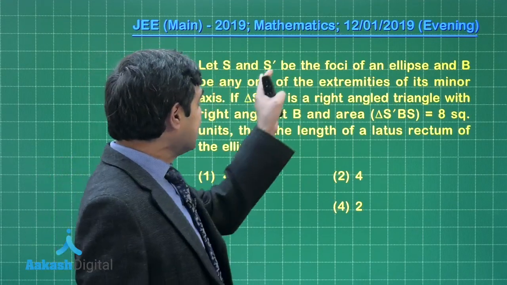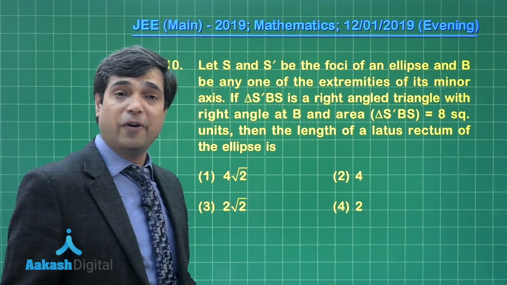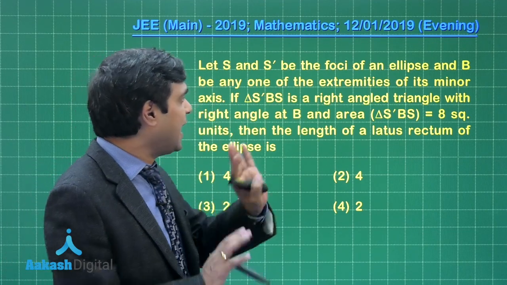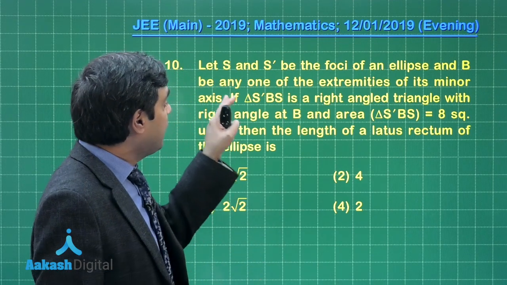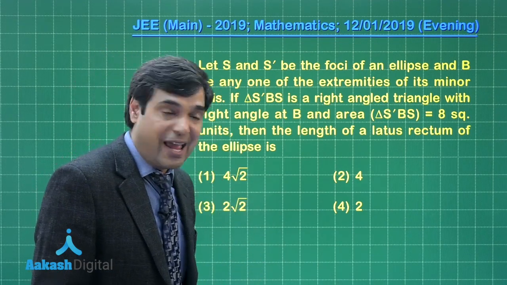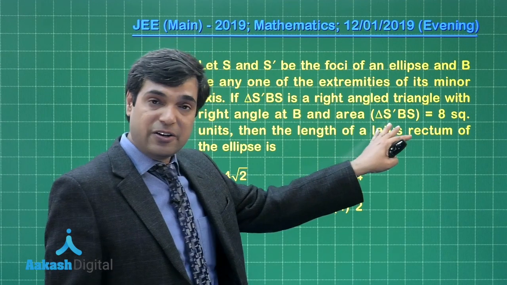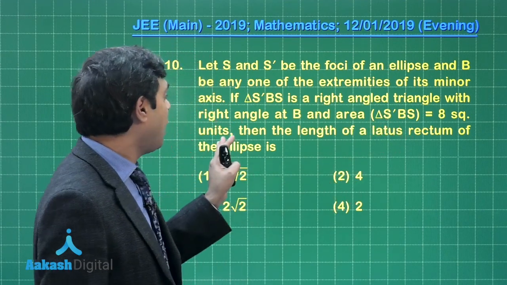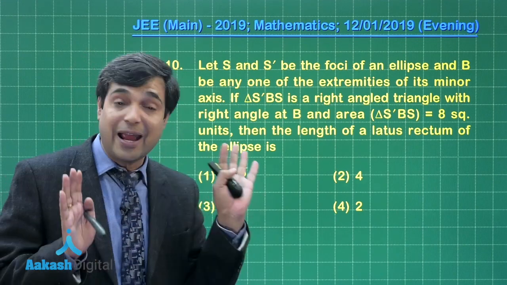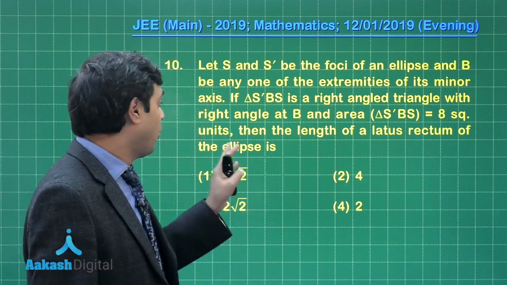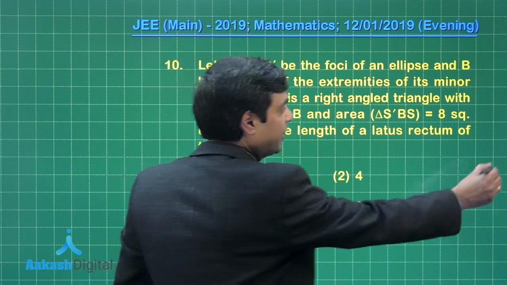Let's take up question number 10. If S and S dash are the foci of an ellipse and B is any one of the extremities of its minor axis, correct? If triangle S dash BS is a right angle triangle with area of the triangle as 8 units and right angled at B, correct? Then the length of the latus rectum is required.